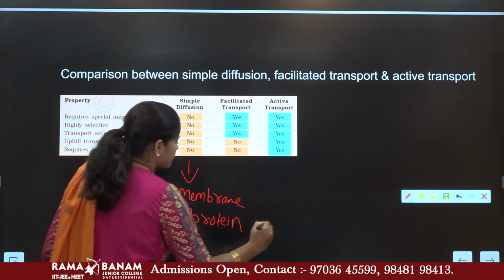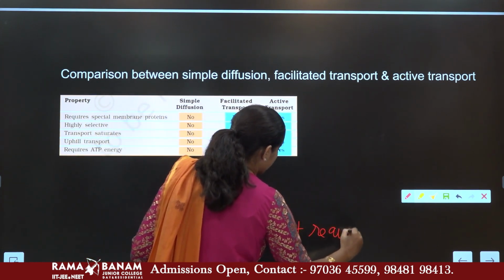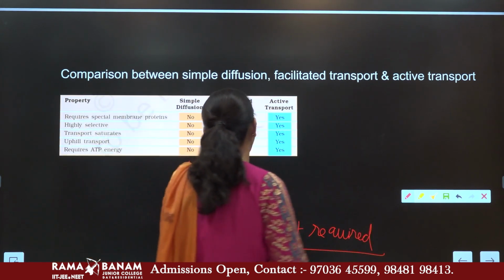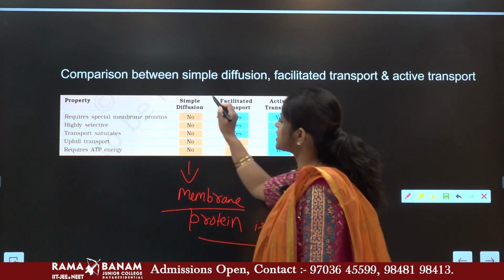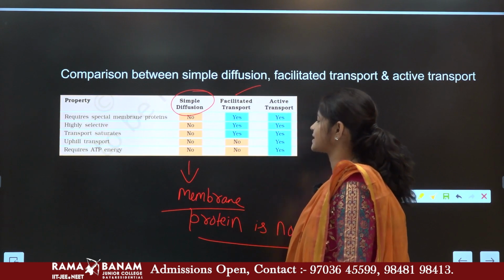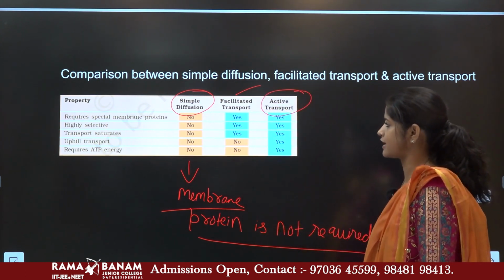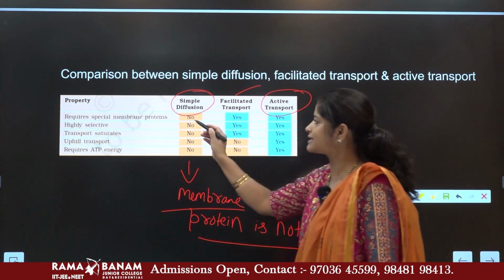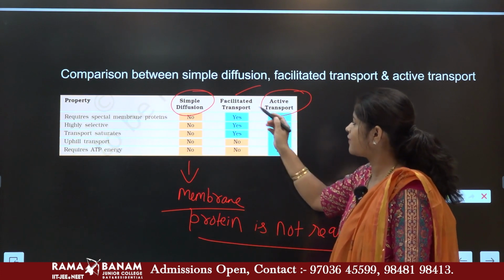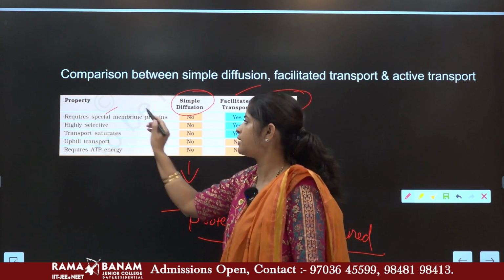Membrane protein is not required. Where is it not required? It is not required in the simple diffusion process, whereas it is required in the facilitated transport and it is also required in the active transport. So what is given? No is given for the simple diffusion, and yes for the facilitated transport and the active transport, for the special membrane protein.